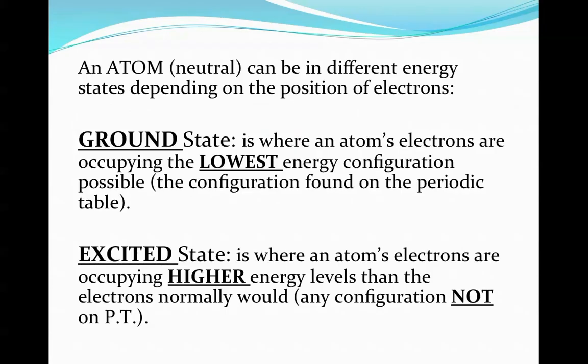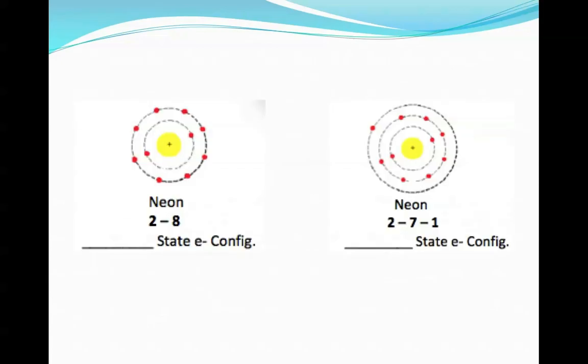So an atom, which remember means neutral, can be in different energy states depending on the positions of its electrons. The ground state means that all the atom's electrons are occupying the lowest energy configuration possible. And this is the configuration that you find on the periodic table. The excited state, however, is when the atom's electrons are occupying higher energy levels. So those electrons have gained energy and jumped to a higher energy level. These excited state configurations can't be found anywhere on the periodic table.